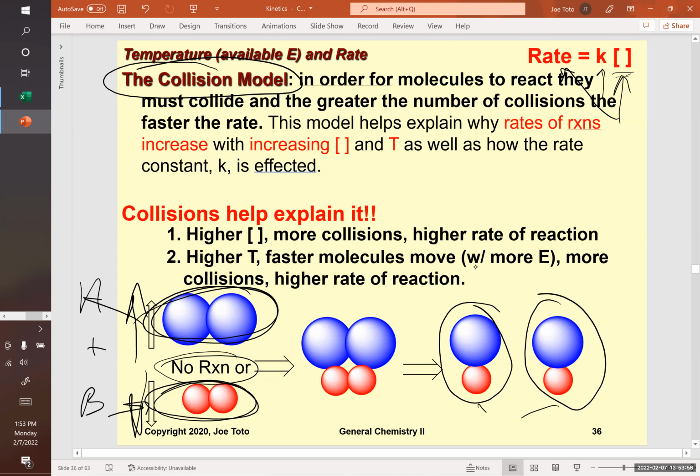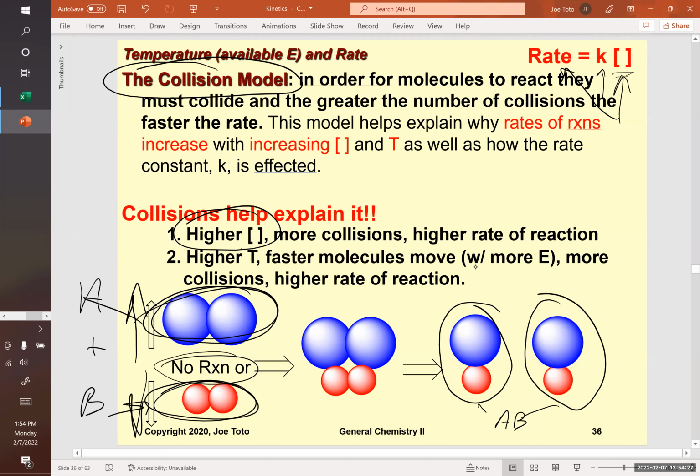These products are AB. Okay. Now, this simple collision model will tell you why at higher concentrations, the rate would be higher. Why? Because you have more collisions. If you have more collisions, then it makes sense that statistically, more molecules are going to be successful at reacting.